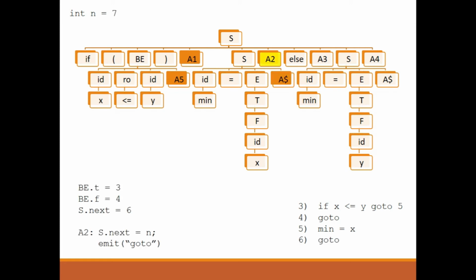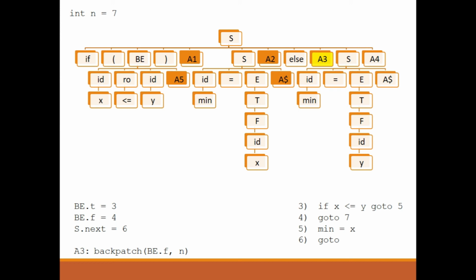The next action that will be executed is A2. In this action, the s.next variable is saved the value, which is the current line number, and then it will emit the go-to statement. This go-to statement is there to make sure that after the successful entry inside the if statement, the program must not enter the else statement, it must jump away from the else statement. So this go-to will be backpatched later, and finally the global variable n has been incremented to 7 after the emit statement. The next action that will execute is A3.